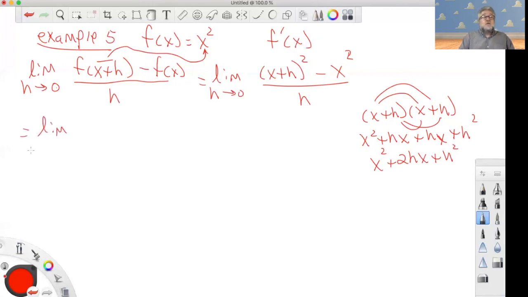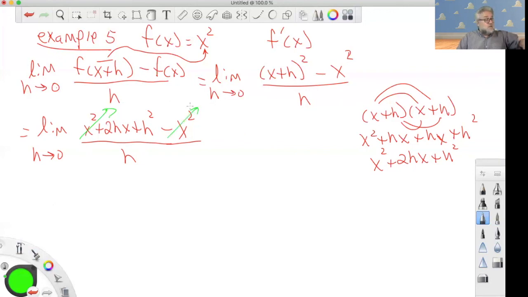So limit as h goes to 0 of that big nasty thing, x squared plus 2hx plus h squared minus x squared. Okay, that seems bad. Oh well, let's see, over h. And let's see, what can we cancel? These will cancel. This one will cancel that one. And that's a great thing, because if these x squares cancel, then I'm left with things that all of them have an h.